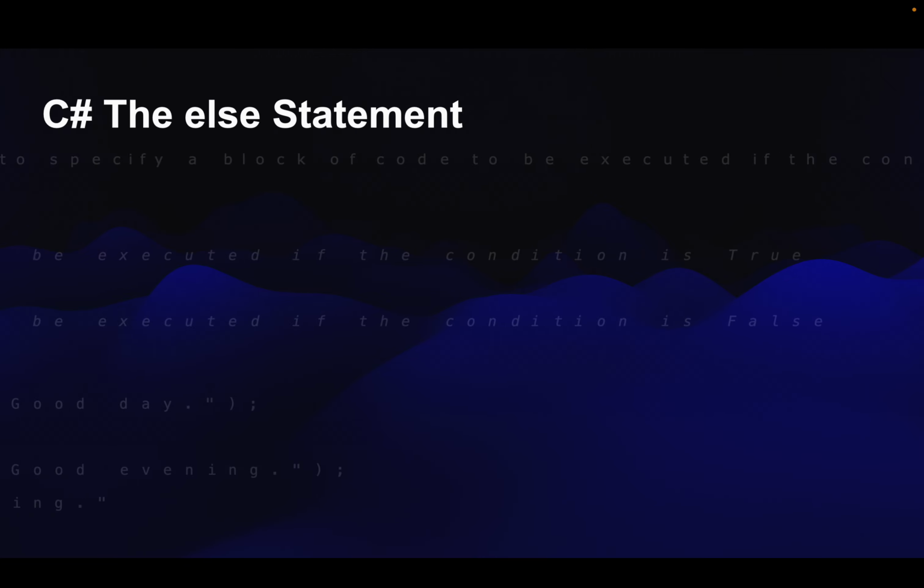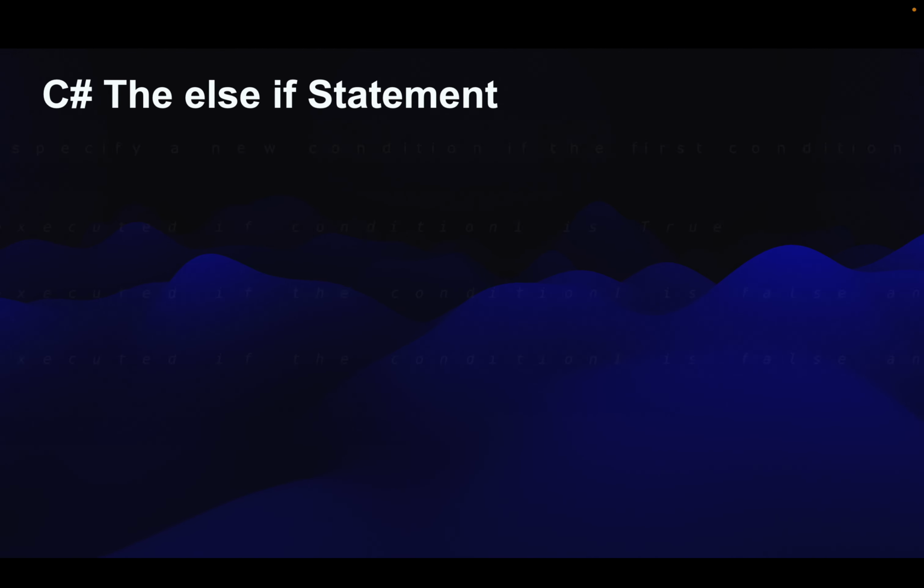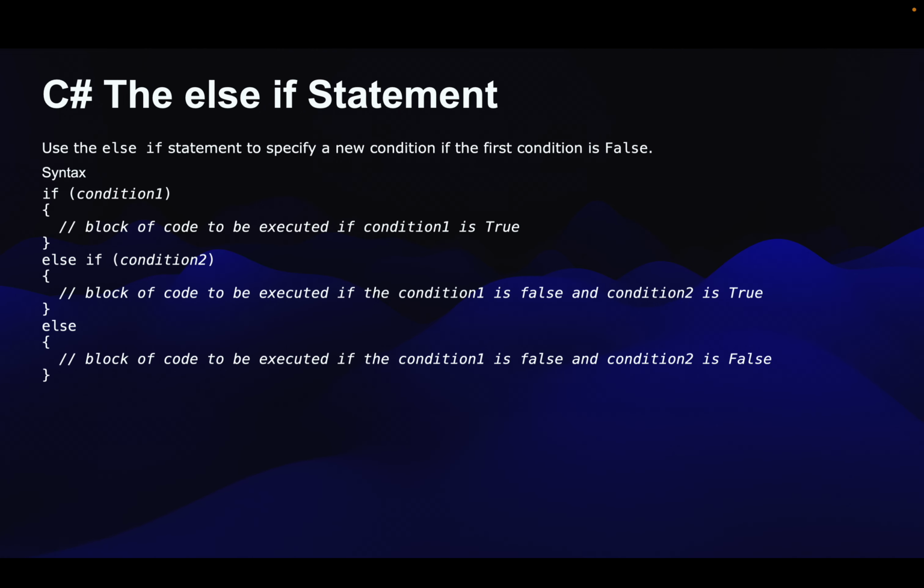In the next slide, else is done. Now we will see else if. Use the else if statement to specify a new condition if the first condition is false. So you can see the syntax here: condition first, then you write your code, else if, and then else. It means if the first condition is not true, you have to check one more condition. If that is also not true, then it will go to the else.